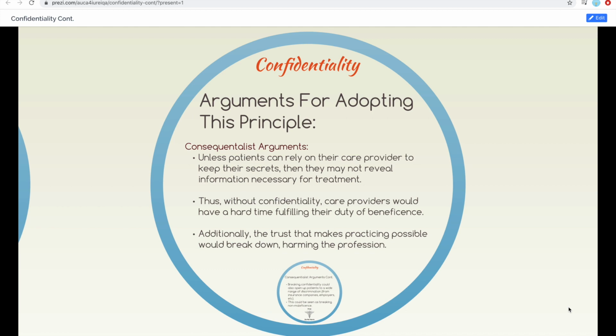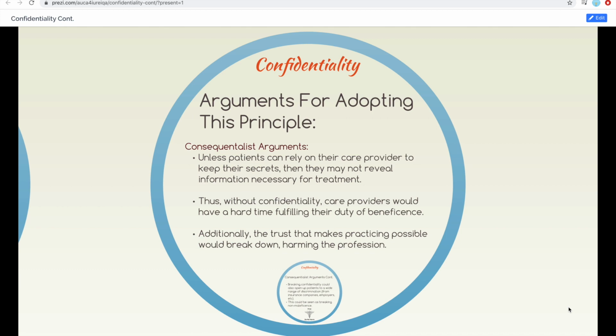There are consequentialist arguments, and remember that consequentialism deals with consequences. And this is the argument that the American Medical Association puts forth, that unless patients can rely on their care provider to keep their secrets, they may not reveal information that's necessary for their care. So in order to ensure that you are providing effective care, confidentiality helps. You need to follow the principle of confidentiality because it helps ensure that the environment is safe enough for patients to feel like they can provide sensitive information.